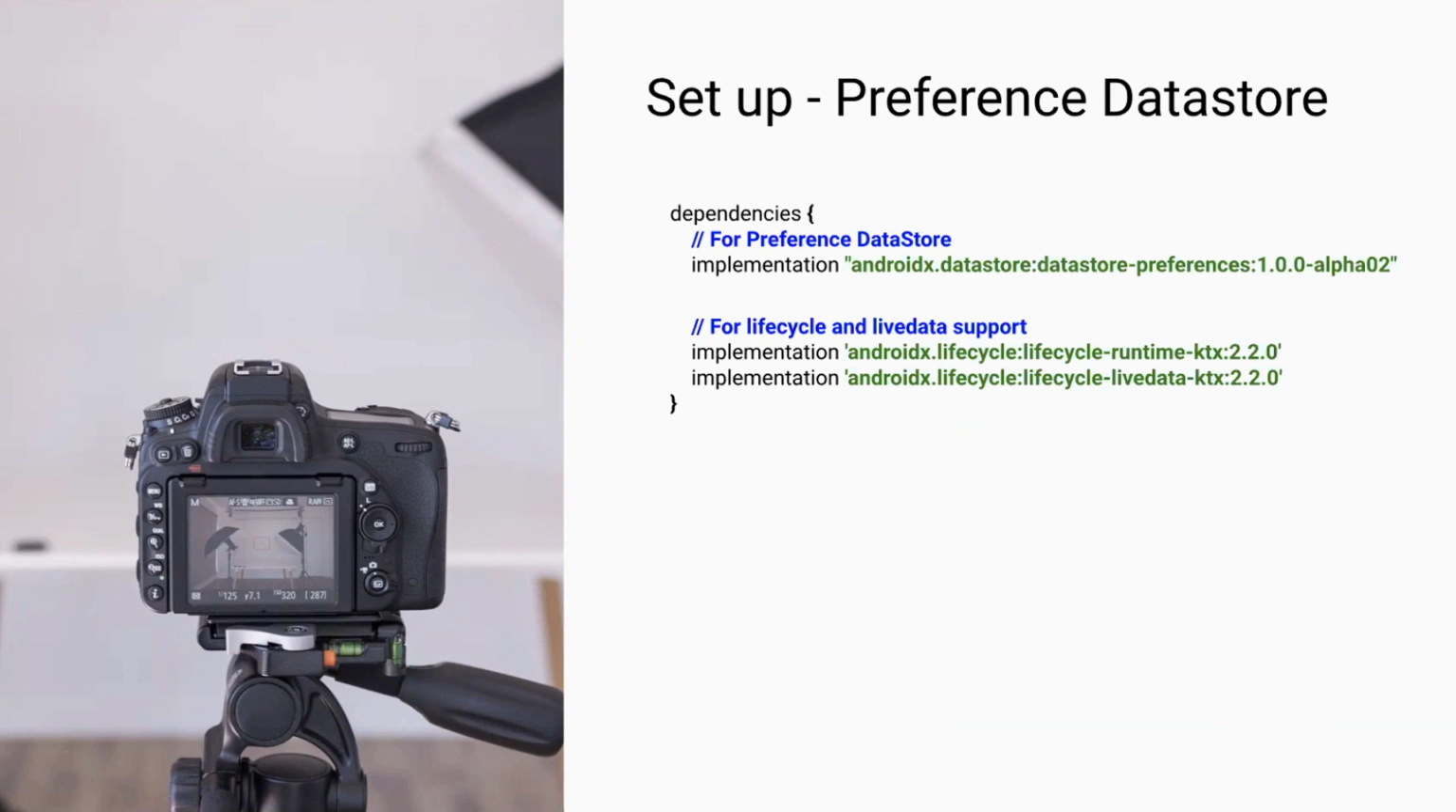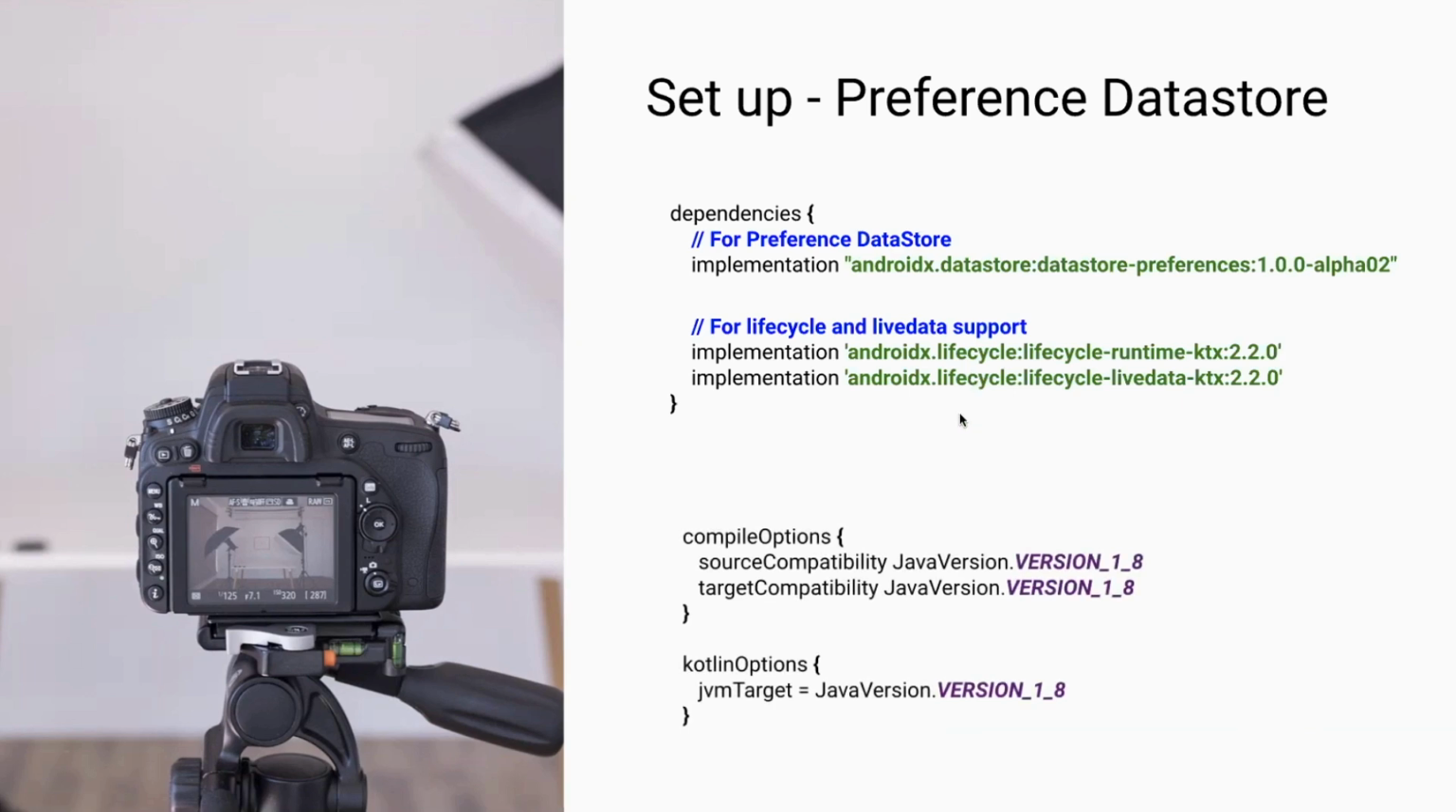And for lifecycle and LiveData support, it also supports lifecycle events, so you can map your DataStore to your lifecycle scope. So these are the dependencies. My personal favorite is using DataStore with LiveData and lifecycle support. If you want to add that, you can add it in your dependency file. Now, after you add these dependencies, first of all, you need to change the compile version to 1.8 and also the Kotlin options JVM target version to 1.8.